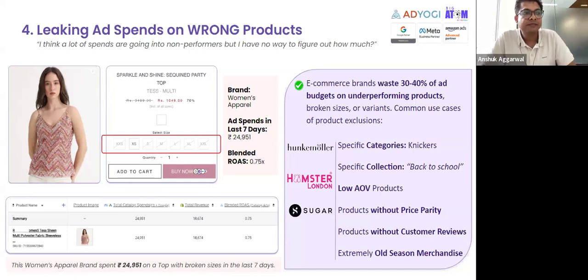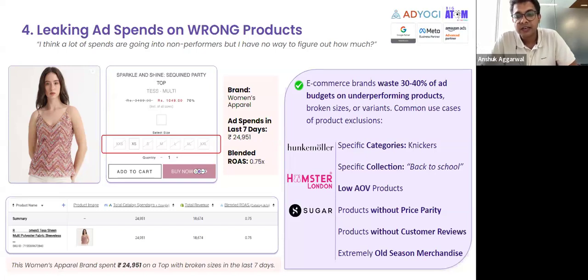For example, we have the brand Hamster London. They don't want to promote their back to school category because they say the average order values in this category are very low. So if you start promoting a back to school category, you end up getting people who are only buying lower AOV products. It could be a category where you feel you don't have price parity. There would always be certain products on the website which are not competitive. Maybe the price on the marketplace is better for them, right?